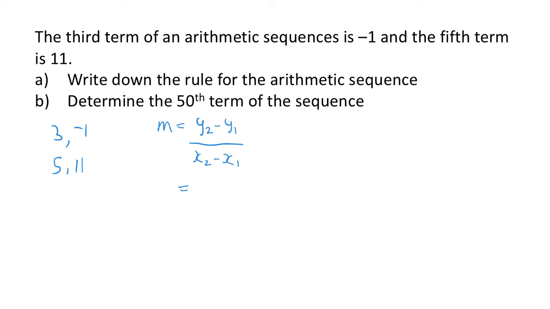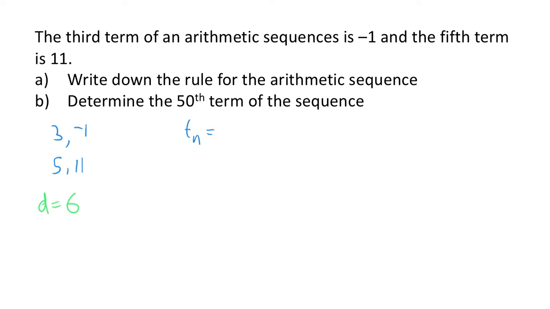So we can go ahead and our y values are going to be the second numbers, so -1 and 11. So I can go 11 minus -1 over my x values, keeping it in the same order. So I did 11 first up the top, so I'm going to do 5 first down the bottom. 5 minus 3, which is equal to 12 over 2, which is equal to 6. So I know, based on that calculation, that my common difference, or my d value, is going to be equal to 6.